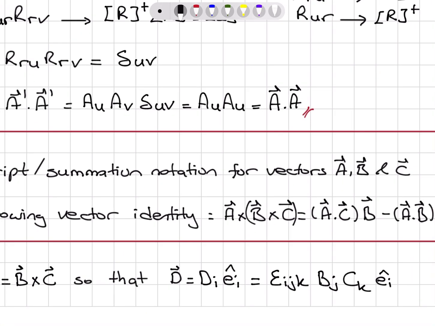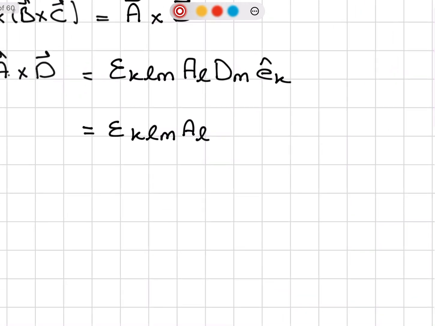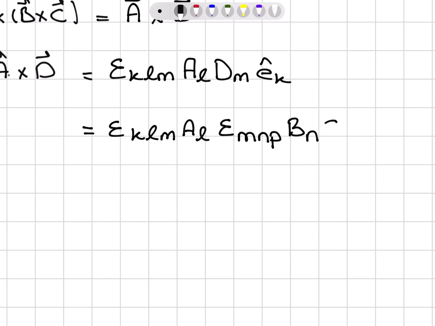What's the mth component of the vector d? The ith component was epsilon ijk bj ck. Now I'm going to write the mth component. The mth component is epsilon mnp bn cp, and this vector is in the ek hat direction. Okay, now let's group these together.